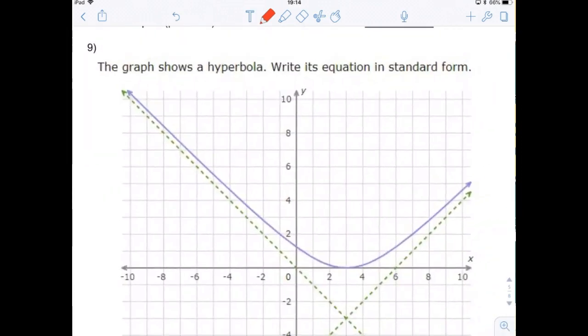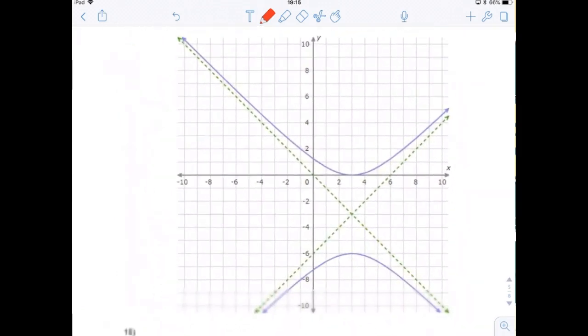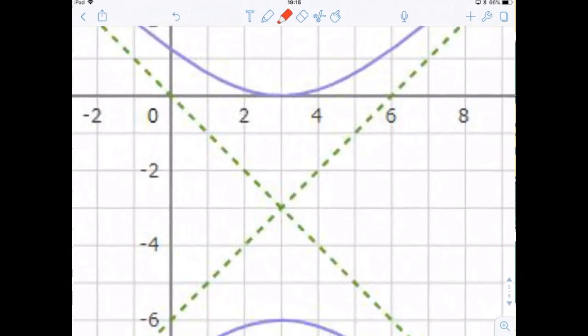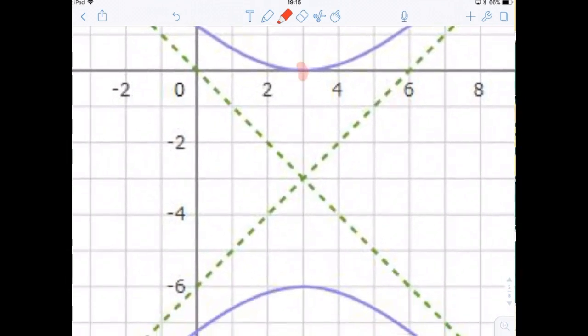Let's go to number 9. The graph shows a hyperbola. Write its equation in standard form. Okay, so first thing you want to do when you're graphing or finding the equation for a hyperbola is to figure out where the box is. And by the box, I mean the box that goes between the two vertices.